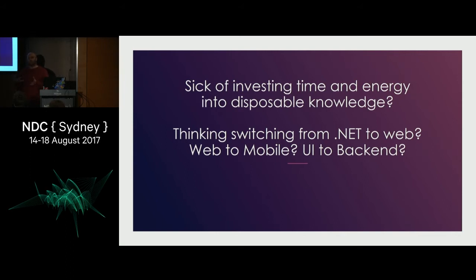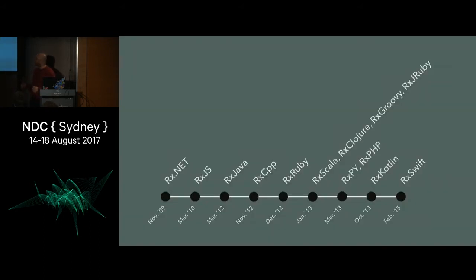So if you learn reactive programming, you just apply the concepts you've learned to a different implementation. It was created in .NET in 2009, and it has implementations in pretty much every conceivable language known. And RxJS has become incredibly popular in the last couple of years.